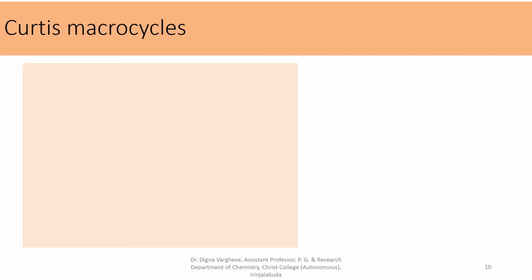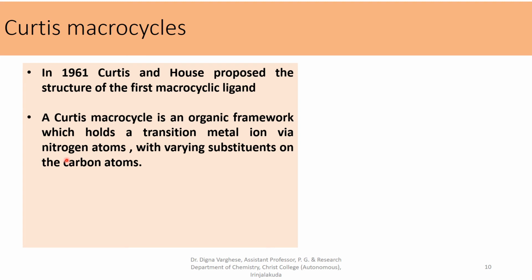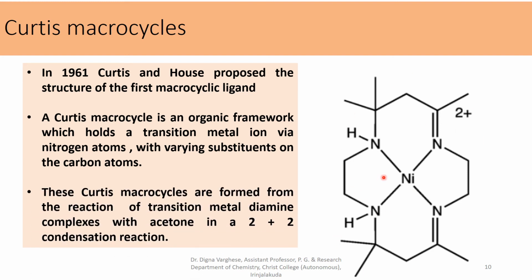Curtis macrocycles. In 1961, Curtis and House proposed the structure of the first macrocyclic ligand. A Curtis macrocycle is an organic framework which holds a transition metal ion via nitrogen atoms with varying substituents on the carbon atoms. Here you can see a Curtis macrocycle. Here the nitrogen atoms hold the transition metal nickel, with varying substituents on the carbon. These Curtis macrocycles are formed from the reaction of transition metal diamine complexes with acetone in a 2+2 condensation reaction.